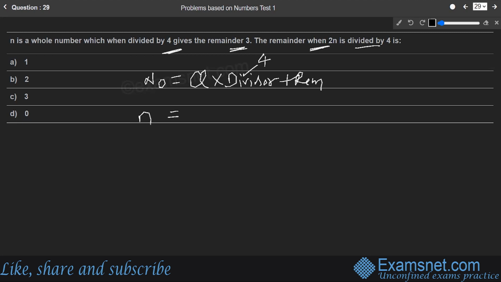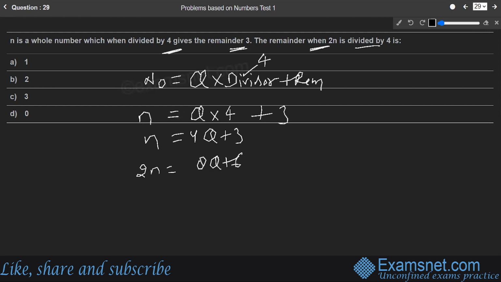So N can be made by quotient q into divisor 4 plus the remainder, that is 3. This is what the remainder theorem is, which makes it 4q plus 3. This is the number: N is equal to 4q plus 3. Then he says, the remainder when 2N is divided by 4. So we need to find out 2N first. That is nothing but 2 into 4q, that is 8q plus 6.